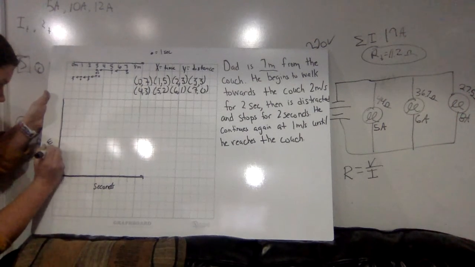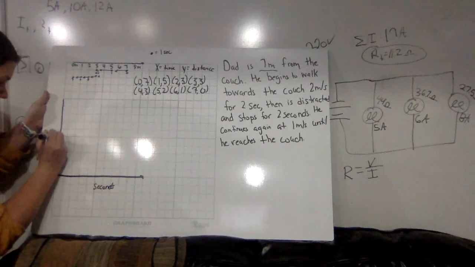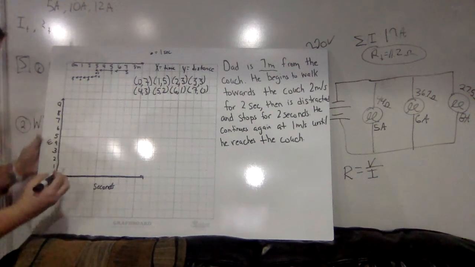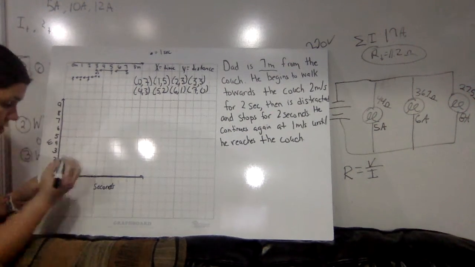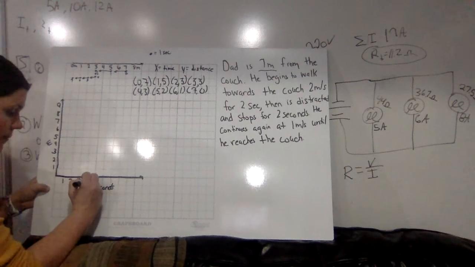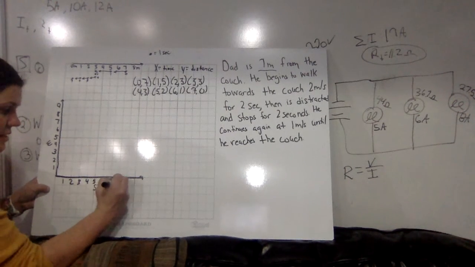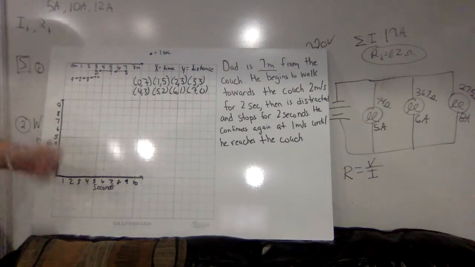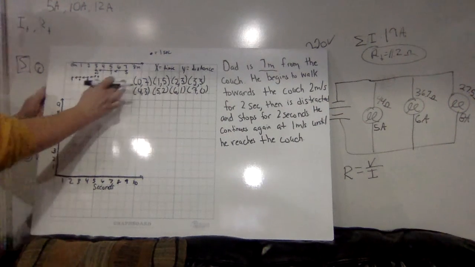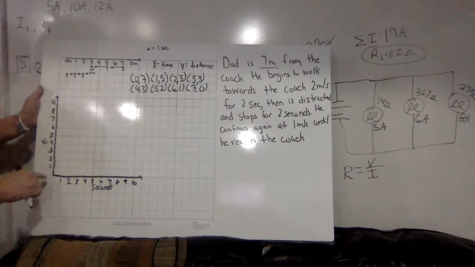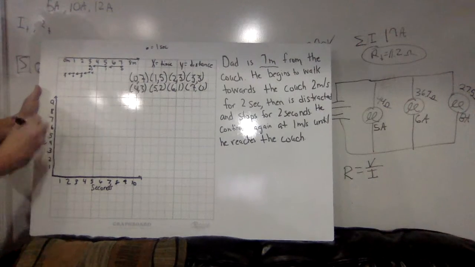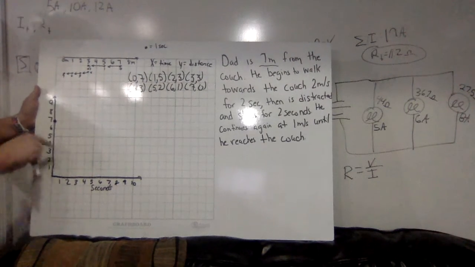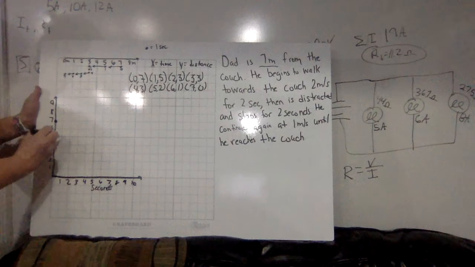1, 2, 3, 4, 5, 6, 7, 8, 9. And then you're doing seconds. 1, 2, 3, 4, 5, 6, 7, 8, 9, 10. All right. And then we'll plot my points. My first one is 0, 7. So that means at 0 seconds, I'm at 7 meters. That's my starting point. And then for 1 second, I'm at 5.